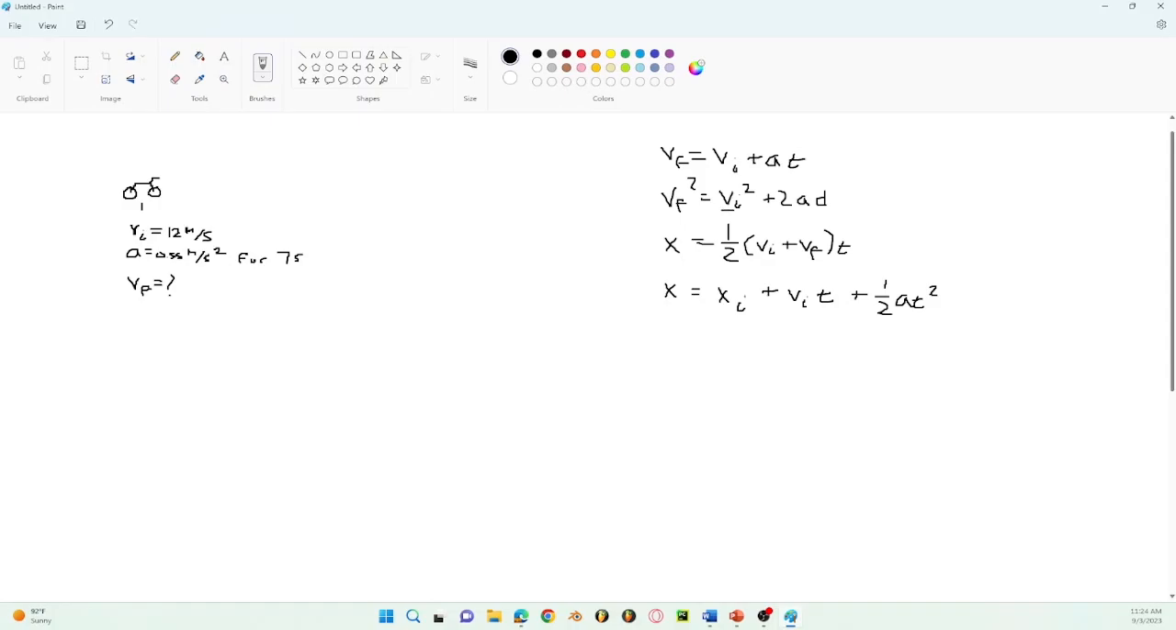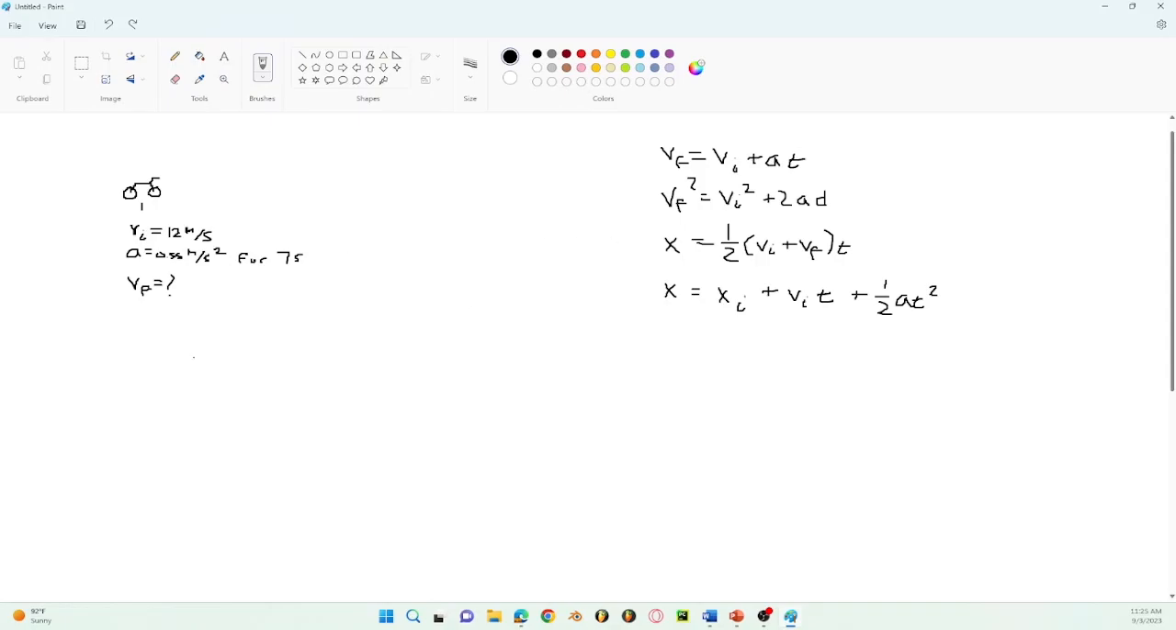For this one, we have initial velocity, we have acceleration, we don't have the distance covered, so we don't have enough. We have initial velocity, acceleration, and we have time. Okay, so this will give us final velocity. Yes, I knew it was going to be this first one. I just wanted to waste your time.